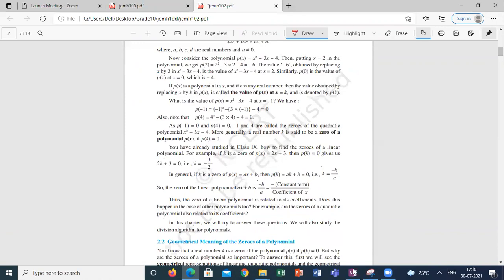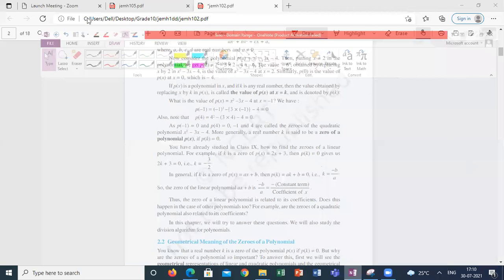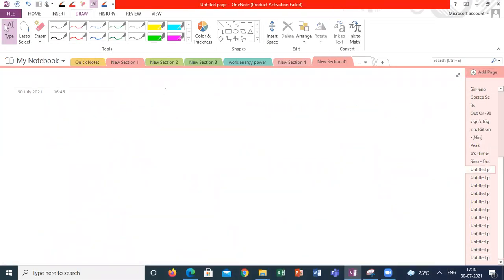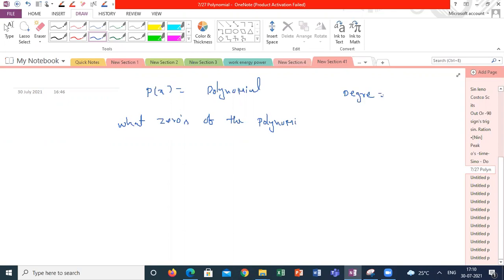What is the meaning of zeros of the polynomial, guys? Anyone having any idea? Suppose p of x is a polynomial, it might be anything. What is meant by zeros of the polynomial? What is meant by the highest power of a polynomial? Degree. Degree is the highest power. What is meant by zeros of the polynomial? Who is going to give the answer? Arman, what is meant by zeros of the polynomial?